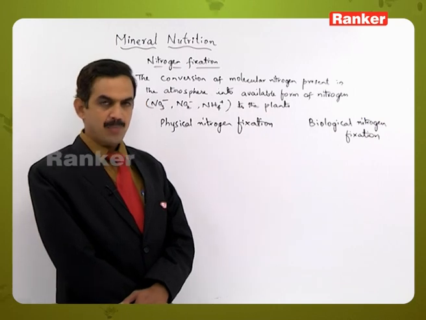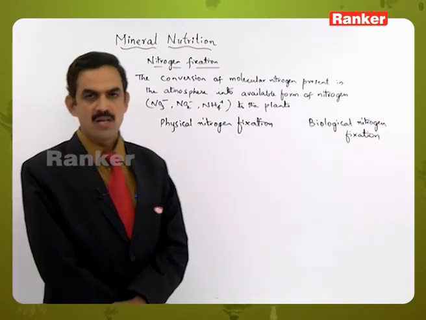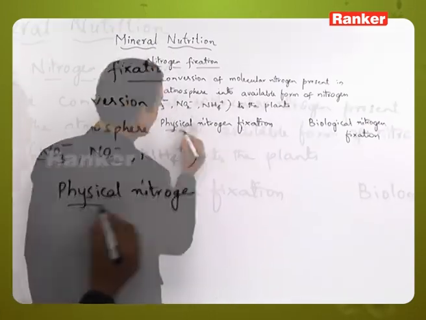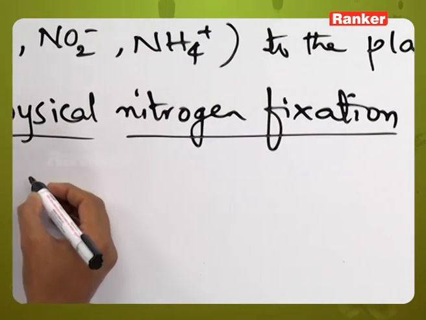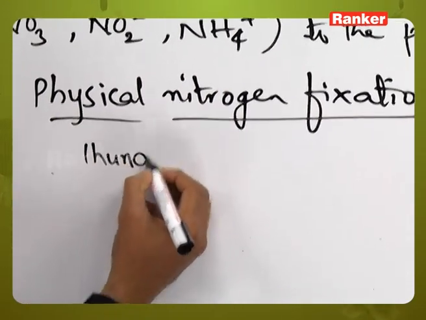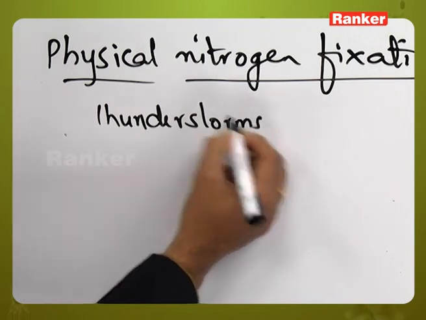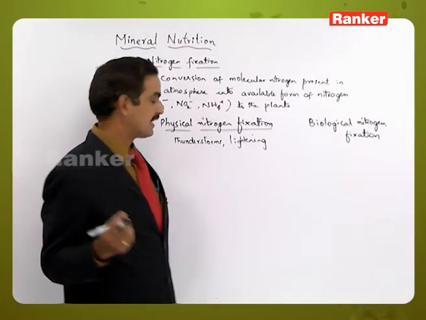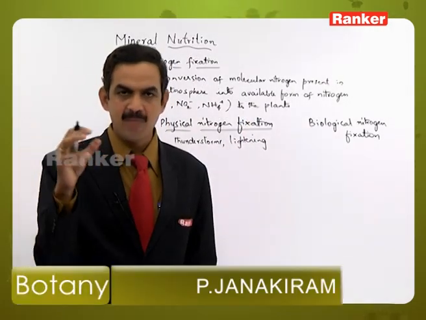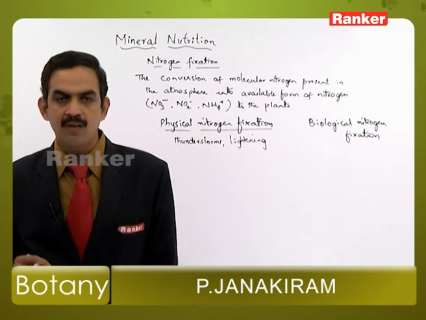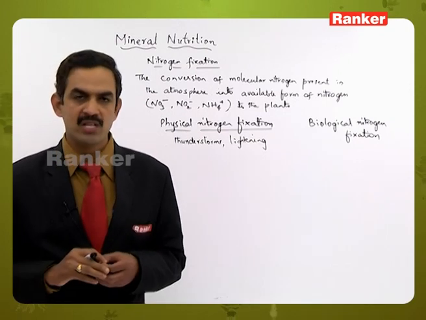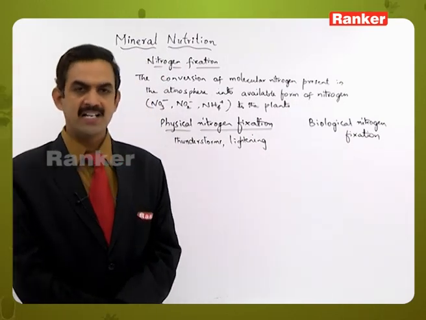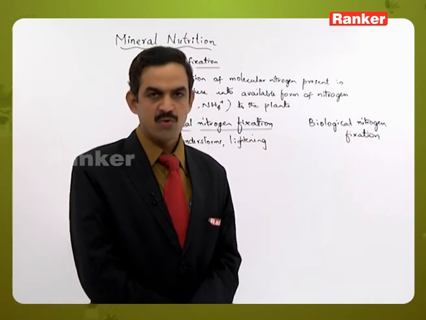So here this is a process where the biological system is not involved, or the living organisms are not involved. So this will occur in the atmosphere. Sometimes we know that thunderstorms or lightning will come in the atmosphere. So the thunderstorms and lightning will release some energy. That energy is utilized for the conversion of the molecular nitrogen into nitrates. This process which occurs in nature by a physical process is called physical nitrogen fixation.